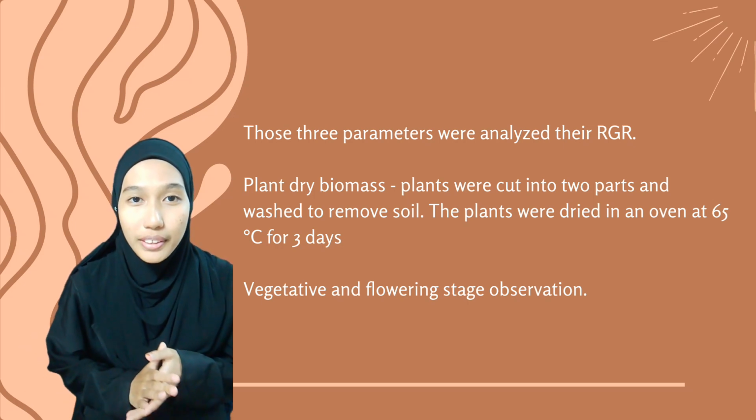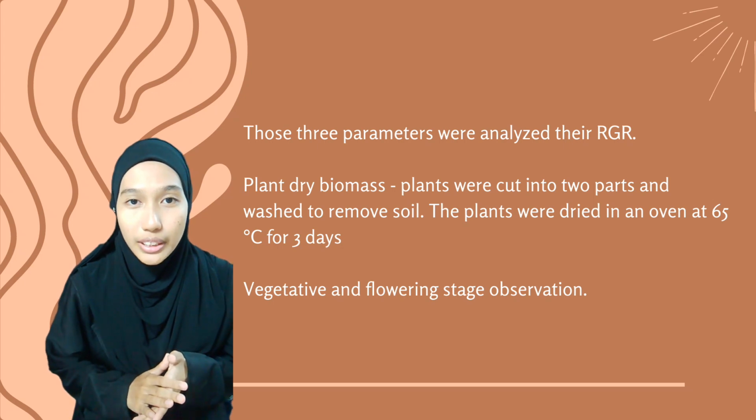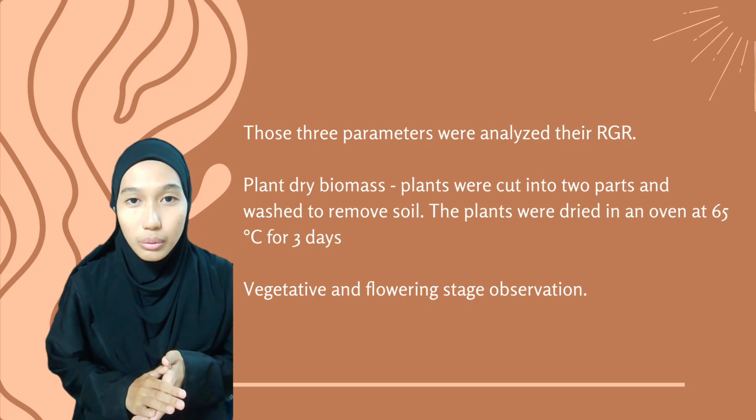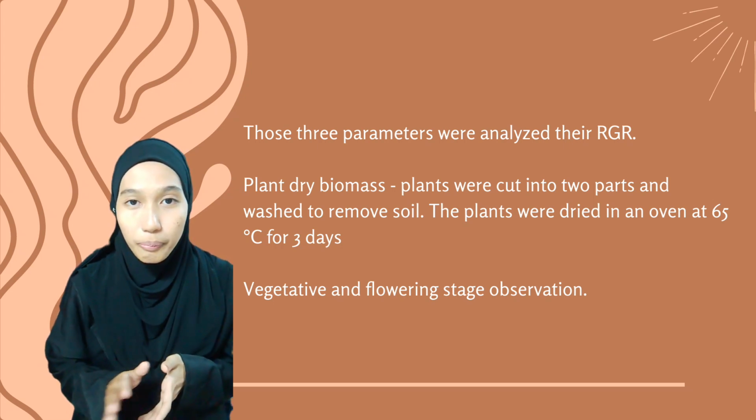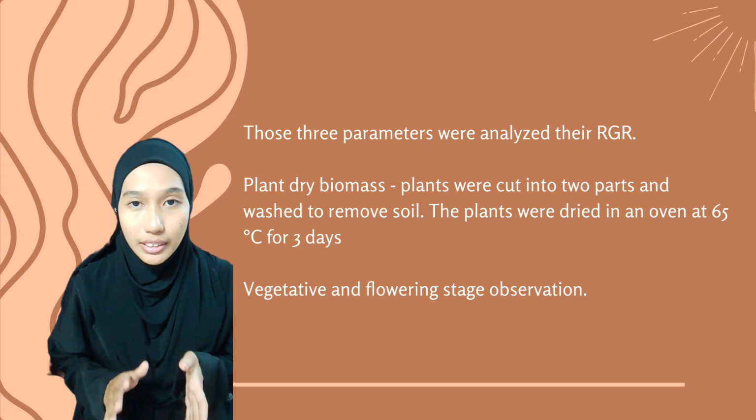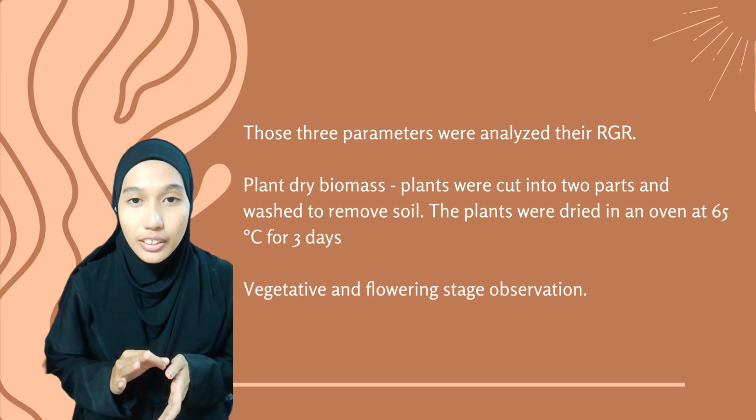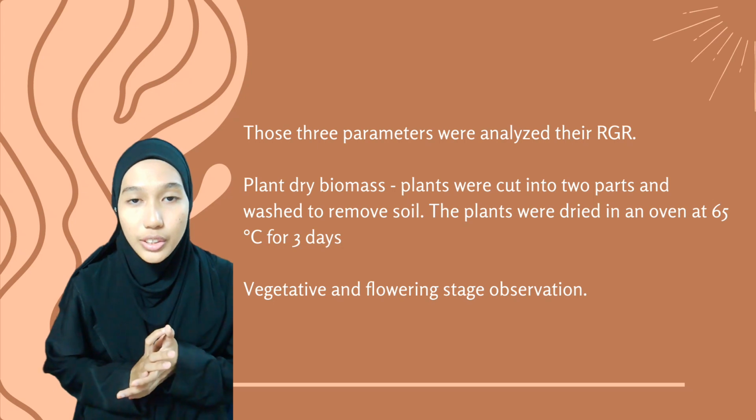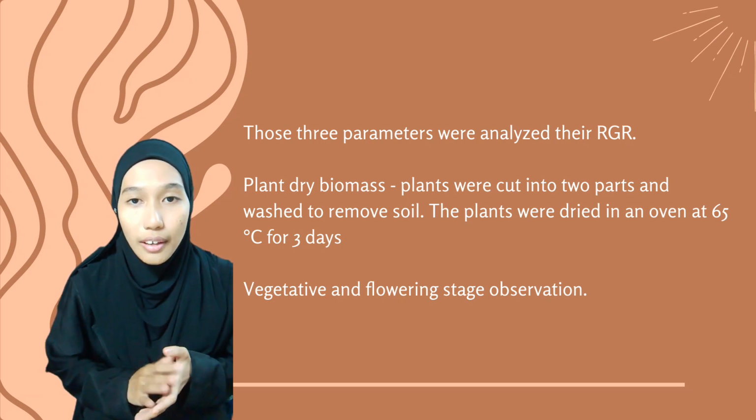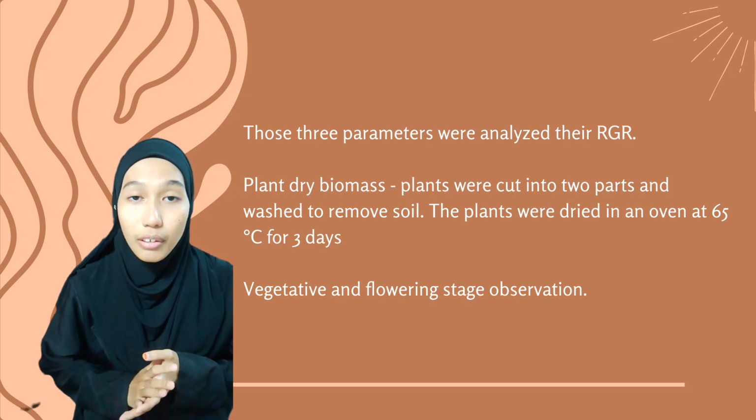Next, for plant dry biomass, the plants were cut into 2 parts, above ground and below ground, and then washed to remove soil residue. The plants were dried using an oven at 65 degrees Celsius for 3 days. And the last one is the vegetative and flowering stage observations. The appearance of the buds and flowers was observed when the plant reached the flowering stage.